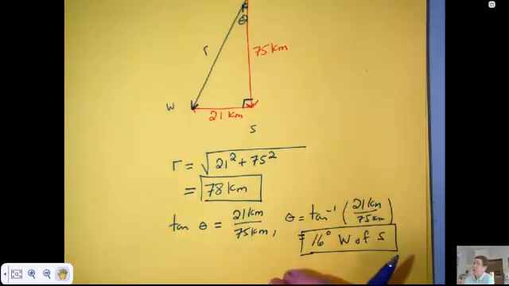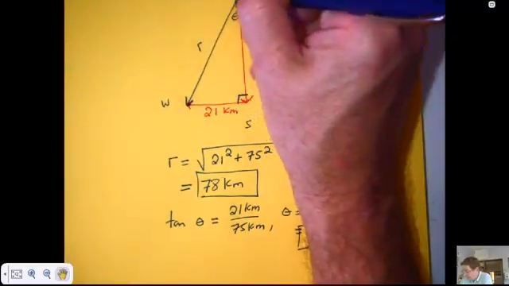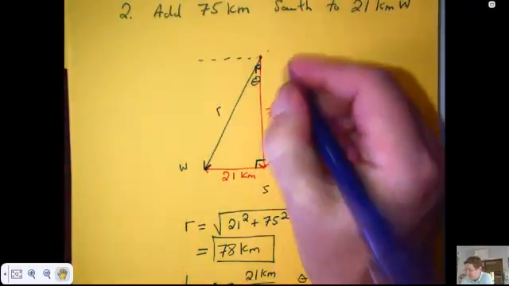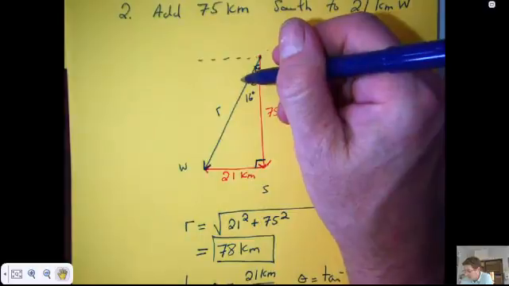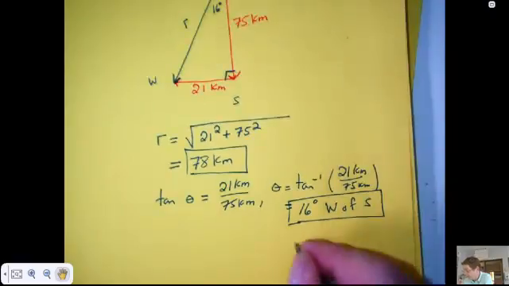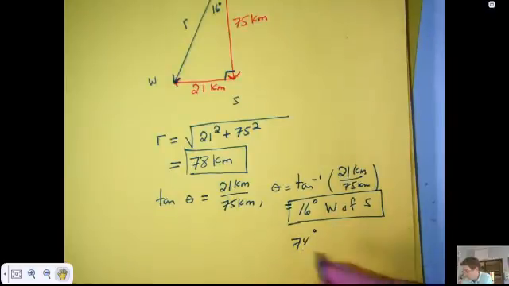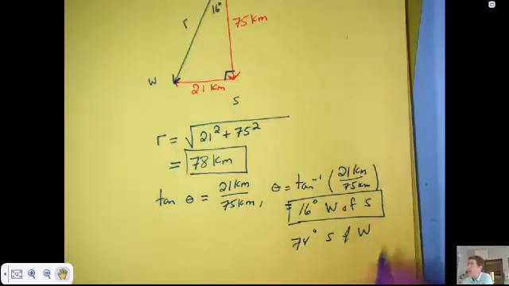Of course, I could also have the complement of that. We know that if this angle here is 16, this angle here is what, 74? So we also could have 74 degrees south of west. And in fact, in all these, there would be 2 possible answers.